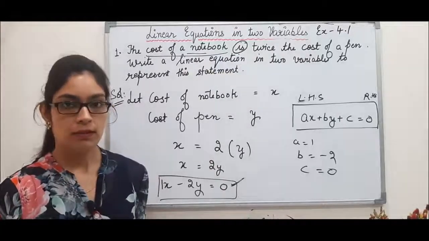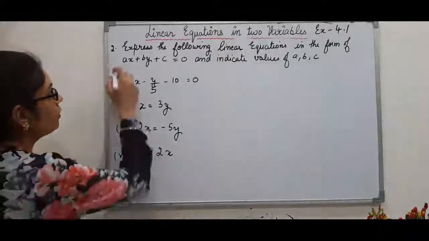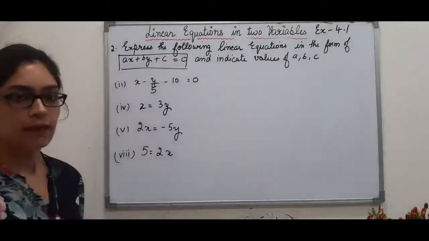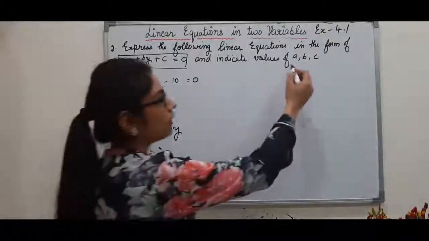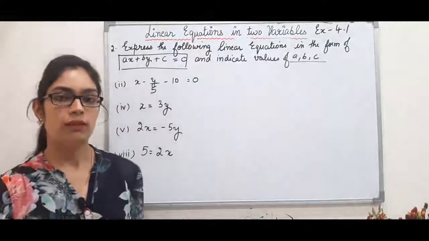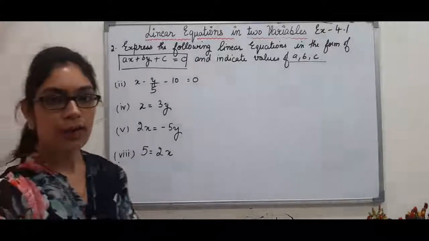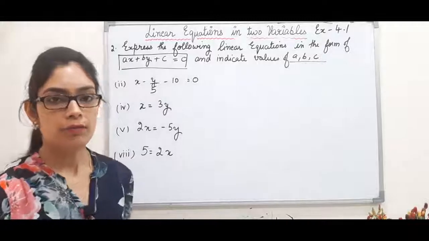Now let's do the second question. In question number 2, you have to express the given equation in this form, which means the standard form of a linear equation in 2 variables. Then you have to indicate the values of a, b and c, which I have already explained in the previous question also. So here also we'll do it. Total 8 parts are there. We are going to do 4 parts here and 4 parts you have to try yourself.